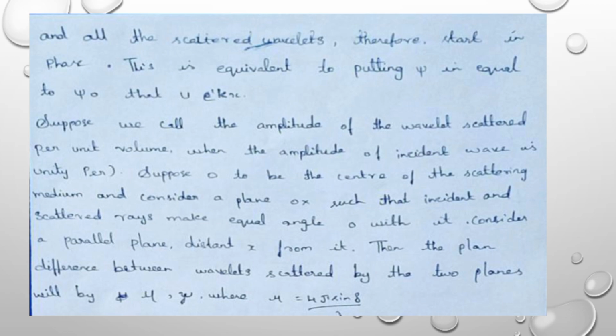Suppose we call the amplitude of the wavelets scattered per unit volume, when the amplitude of the incident wave is unity, rho. Suppose O to be the center of the scattering medium and consider a plane OX such that the incident and scattered rays make equal angles theta with it. Consider a parallel plane at distance x from it. Then the phase difference between wavelets scattered by the two planes will be given by mu.